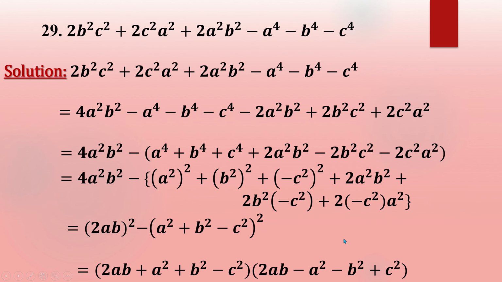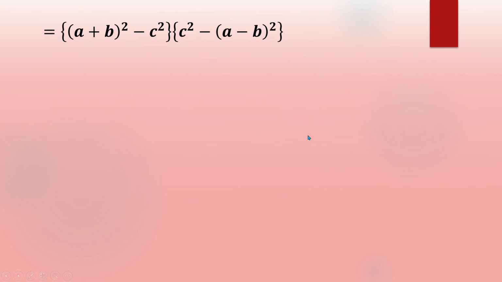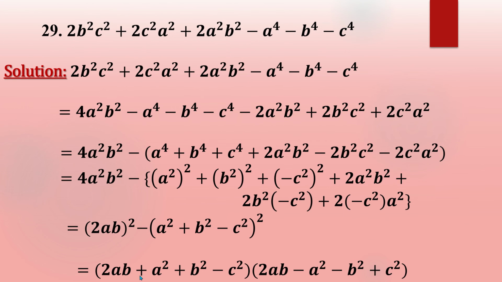Now follow a plus b whole square minus c square, and here will be c square minus a minus b whole square. Again follow before line. This line equal to, we can write a square plus b square plus 2ab, or we can write a square plus 2ab plus b square. Here after taking c square first, then here will be a, after taking here common minus a square plus b square minus 2ab. So here will be c square minus a minus b whole square, and here will be a plus b whole square minus c square.